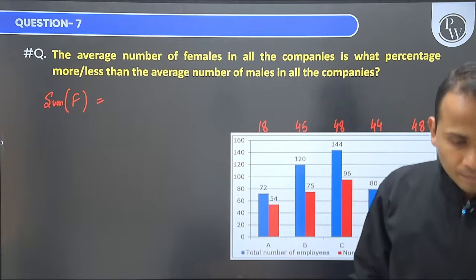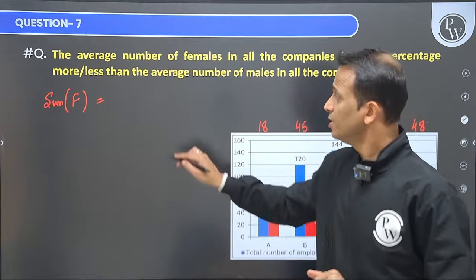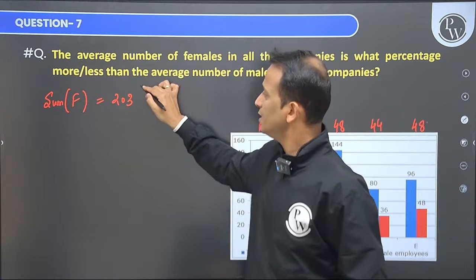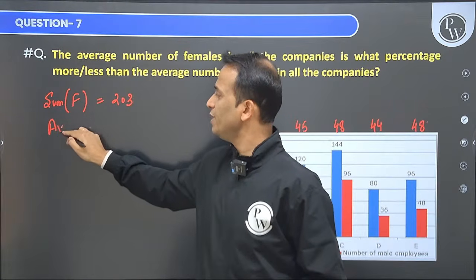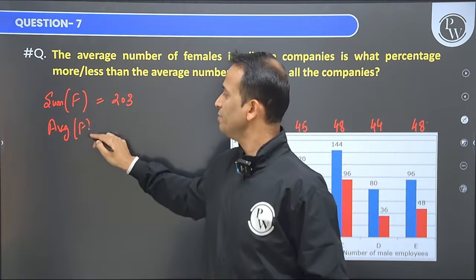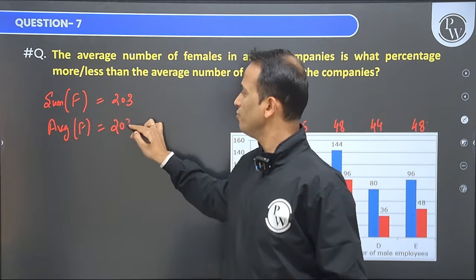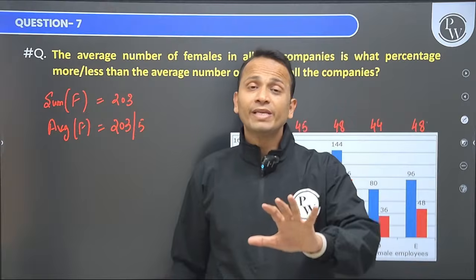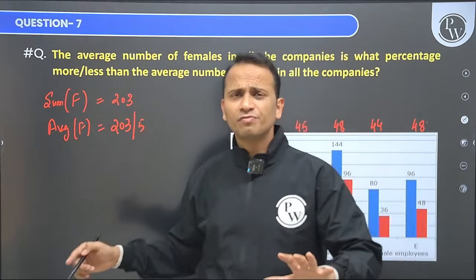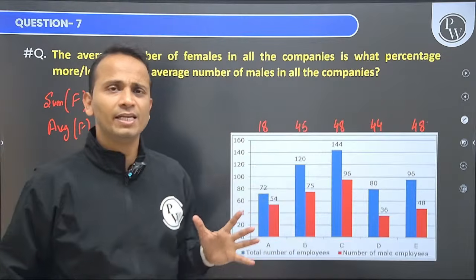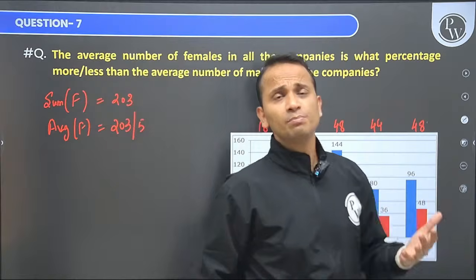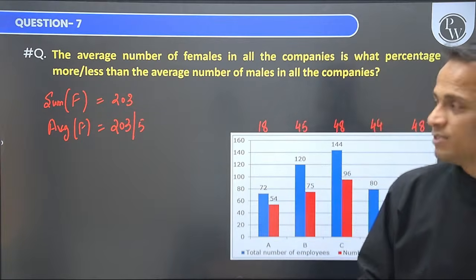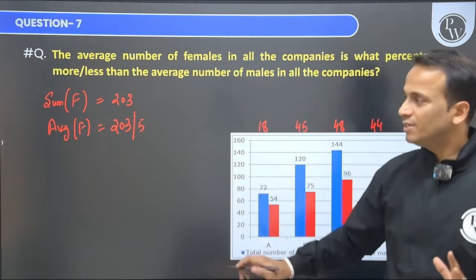Absolutely correct. I'm also getting 203. So the sum of the number of females is 203, and hence the average of the number of females is 203 upon 5. I'm not doing calculations. 203 upon 5, I can see that this is not an integer. It will be 40.6. I'll not do that, so I'll leave it as it is.